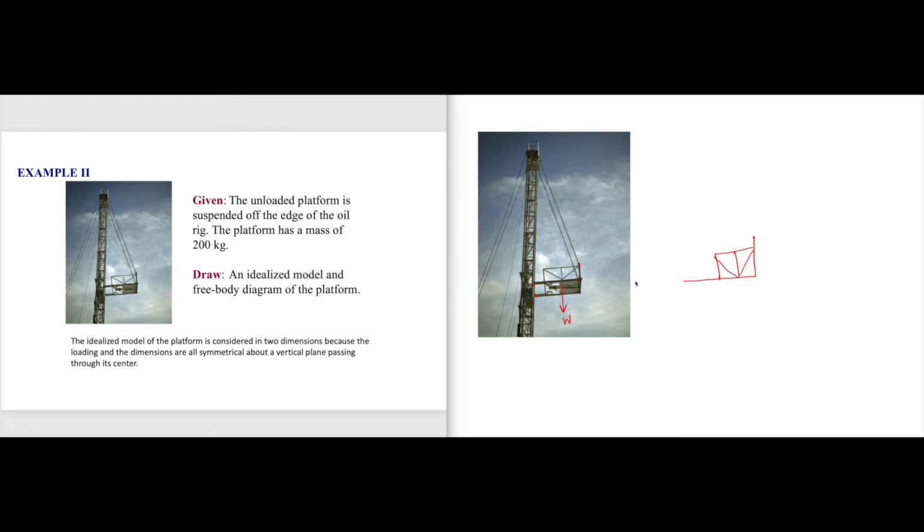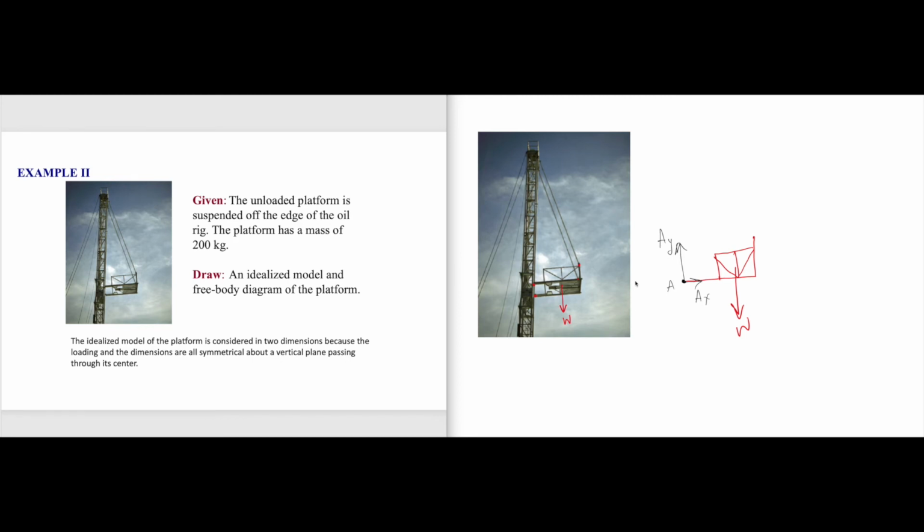this is how we can draw the platform. This is where W is. Now the reactions here would be, let's say, like this. Let's call it point A. So we have AX and AY, and the weight of the platform.